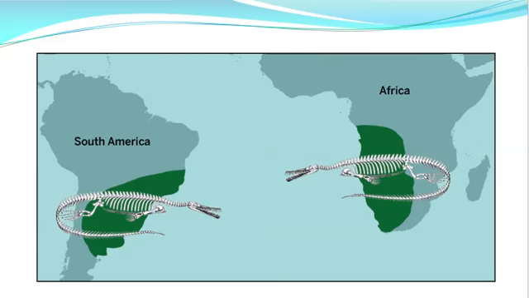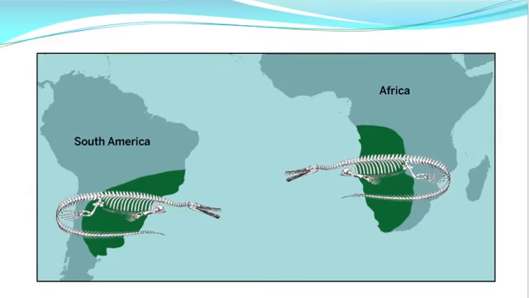We know that the plate boundary between South America, which is over here, and the plate that South America is on, and Africa, which is over here, and the plate that Africa is on, the boundary between these two is a divergent plate boundary. That's a boundary where the plates move away from each other. This movement separated the Mesosaurus fossils, which we can find in South America and also Africa today.